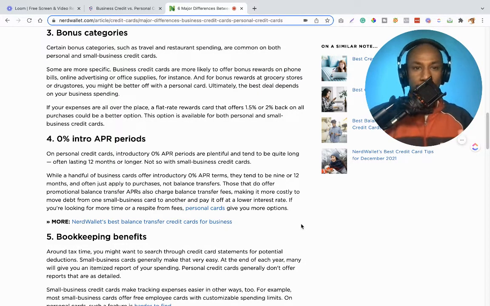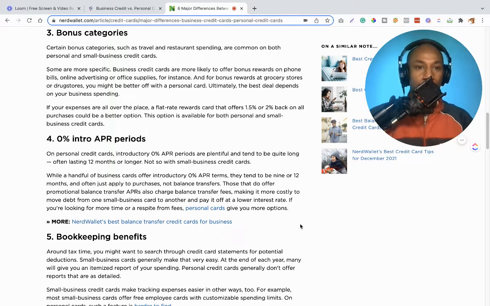Certain bonus categories, such as travel and restaurant spending, are common on both personal and small business credit cards. Some are more specific. Business credit cards are more likely to offer bonus rewards on phone bills, online advertising, or office supplies, for instance. And for bonus rewards at grocery stores or drugstores, you might be better off with a personal card. Ultimately, the best deal depends on your business spending.